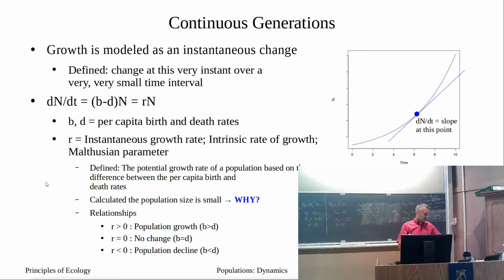All right, so just like our lambda and R naught, we do have relationships. In this case the relationships will be centered at 0. If our intrinsic rate of growth is greater than 0, we have population growth, because that means our birth rate is greater than our death rate. And these are our per capita rates. So if birth rates exceed death rates, we get R greater than 0. If our birth rate exactly equals our death rate, R equals 0. It means we have no change. If R is less than 0, then we're going to have population decline. Our births are less than our deaths.